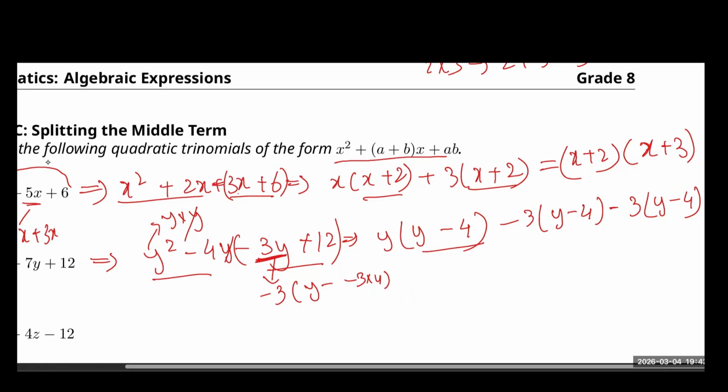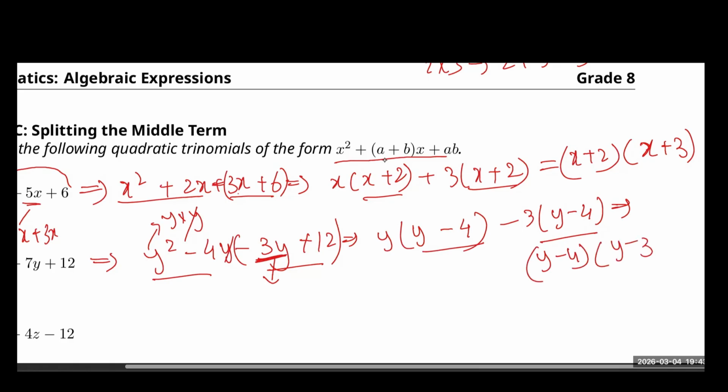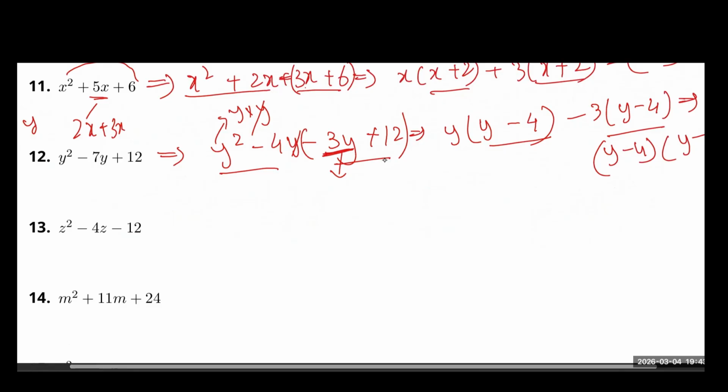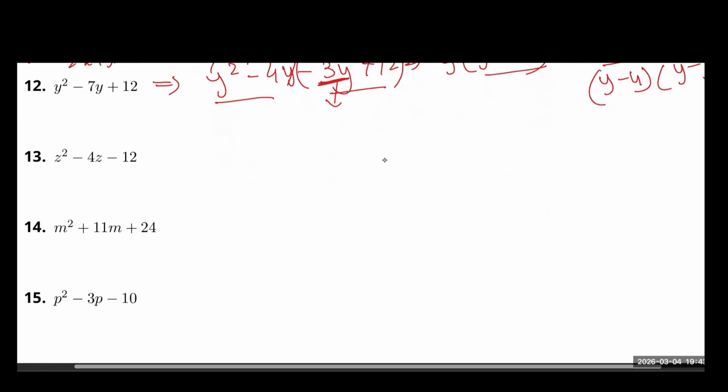So, see, what is the leftover part? It's a common part, again, right? y minus 4 is common and y minus 3 is left over. This is the answer, so we check. And the same goes for this. I'll just write the answers.